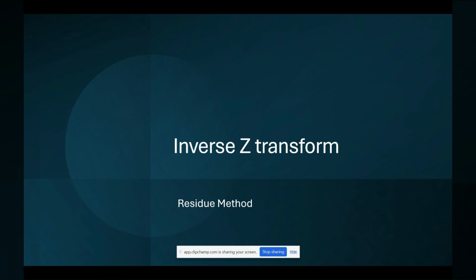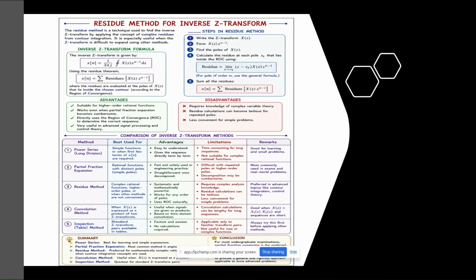In this video lecture, we will see the inverse Z transform using the residue method. The residue method for inverse Z transform is the methodology where the concept of complex residues from contour integration is applied. It is usually used when the Z transform is difficult to expand using other methods.